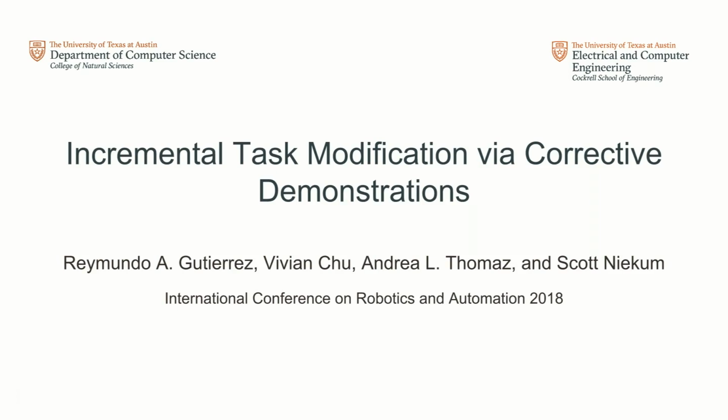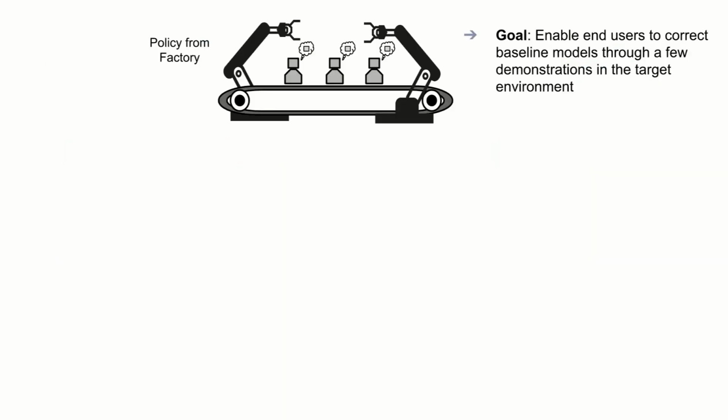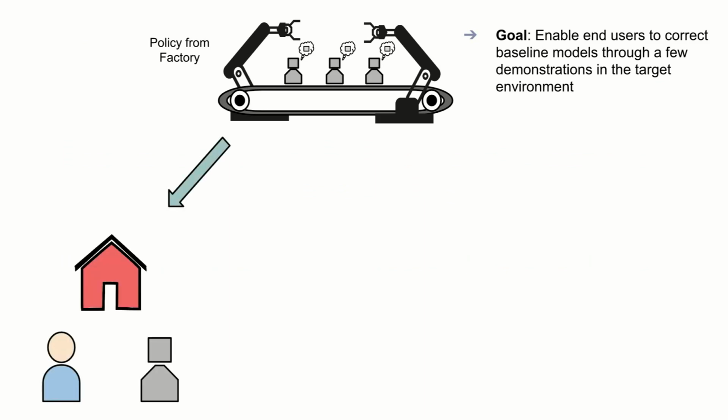In this video, we present Incremental Task Modification via Corrective Demonstrations, or ITMCD, a novel method that utilizes corrective demonstrations to inform incremental changes to a task model. We envision a scenario where robots are deployed with a set of pre-programmed models for common tasks. After deployment, the robots may encounter new conditions or use cases not encoded in the models.